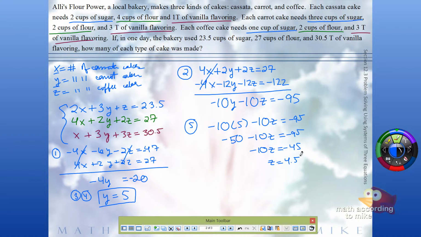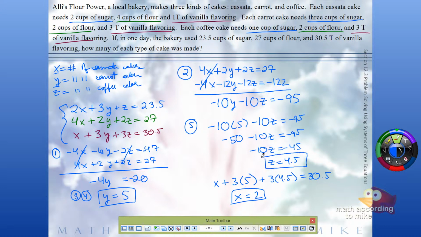Okay, so now let's go to the original equations and try to find x. I'm going to use the third one because the coefficient of x is already 1. It's a little bit easier. So I'm going to put in 5 for y and 4.5 for z. So this is 15. This is 13.5. So combined, that is 28.5. So subtracting that from both sides, I get x to be 2.